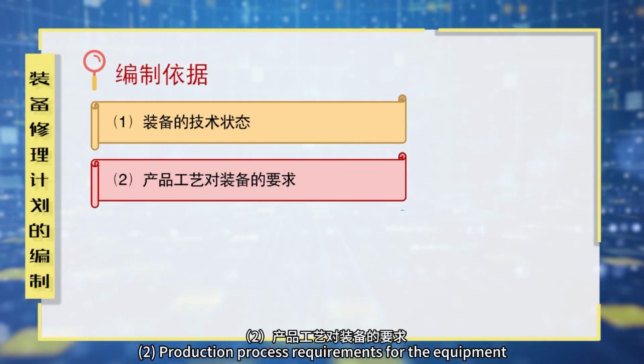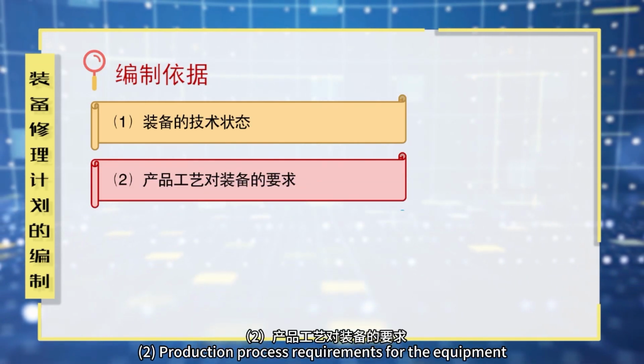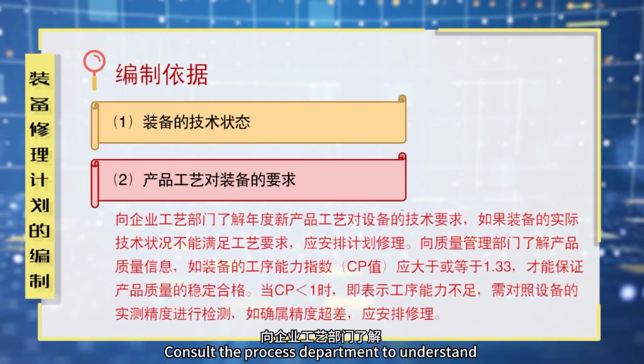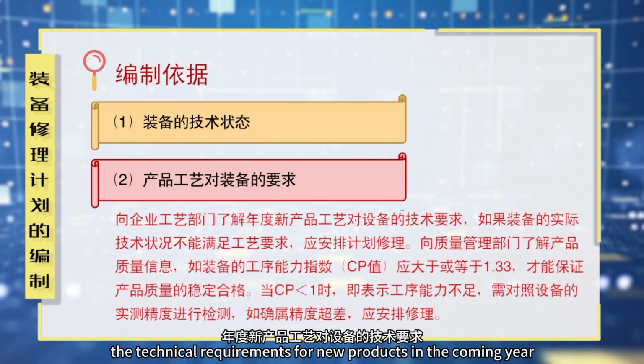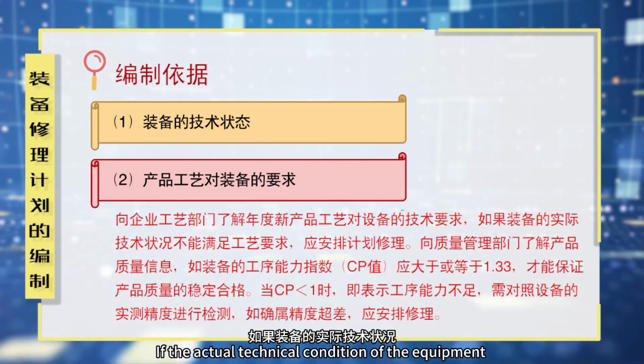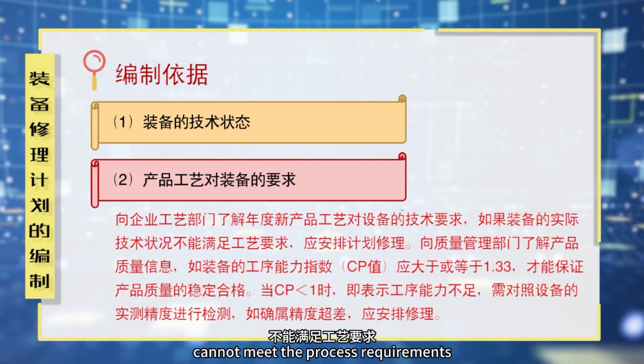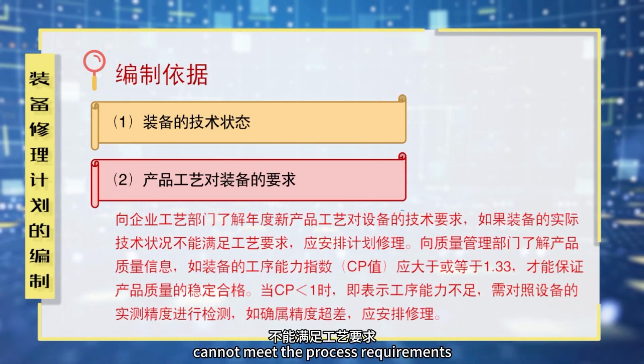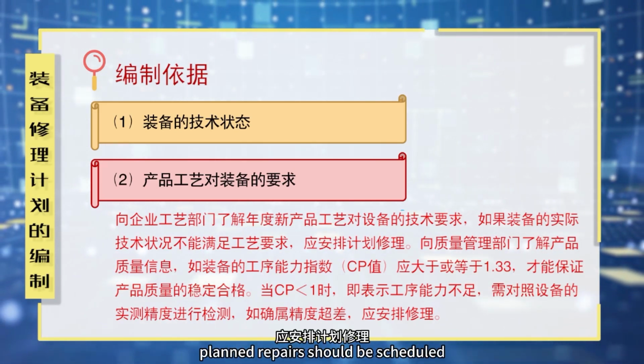Second, production process requirements for the equipment. Consult the process department to understand the technical requirements for new products in the coming year. If the actual technical condition of the equipment cannot meet the process requirements, planned repairs should be scheduled.